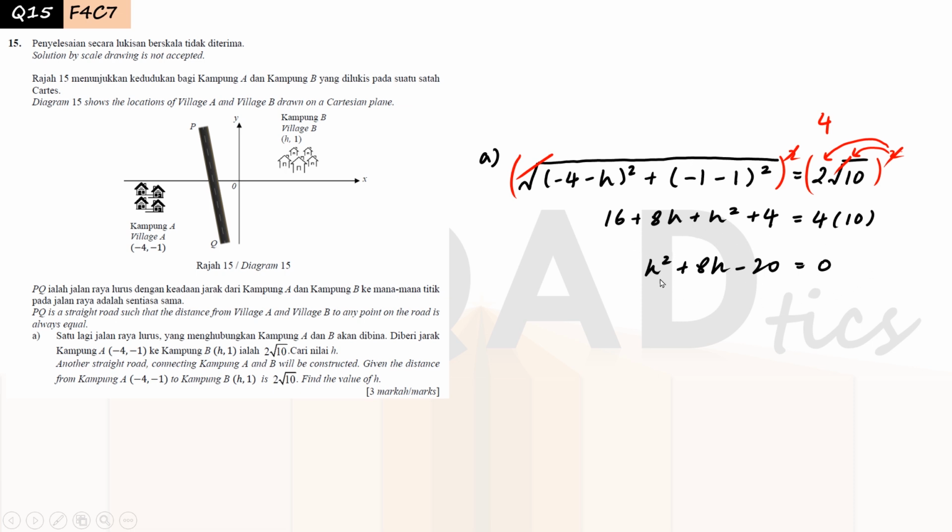So with this quadratic equation, we can factorize it, and using a calculator, find the two h values, which are h equals to 2 and h equals to minus 10. So to see which one to select, we are going to look at this diagram. So according to the diagram here, village B's x coordinate should be somewhere here. Okay, so this value of x is positive, so we are going to accept h equals to 2 as our answer because it's positive. So we are going to reject this one.